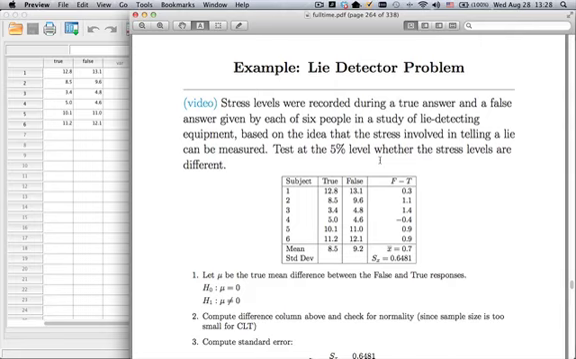This video is going to show you how you can run a paired sample t-test in SPSS. I'm going to work problem 10.40 from Siegel, which I like to call the lie detector problem.